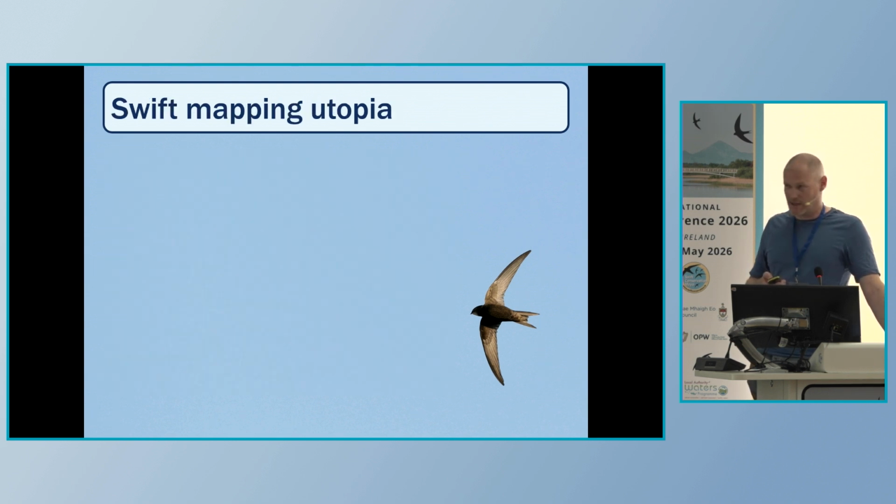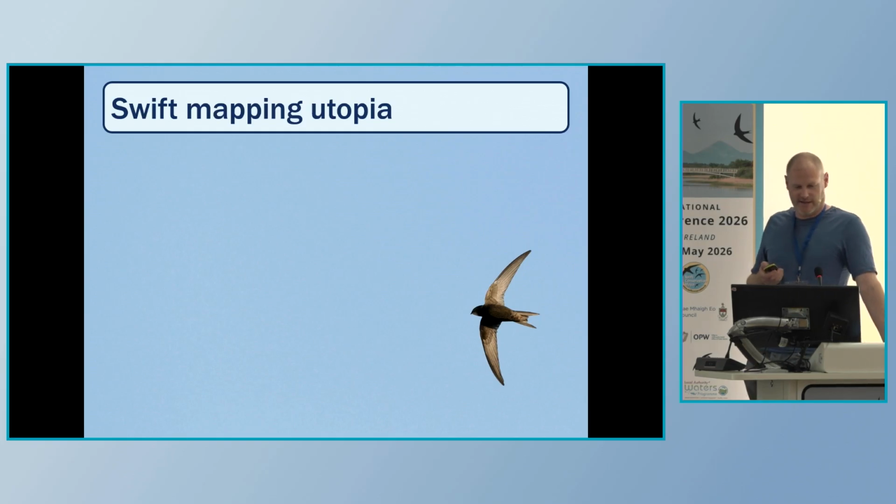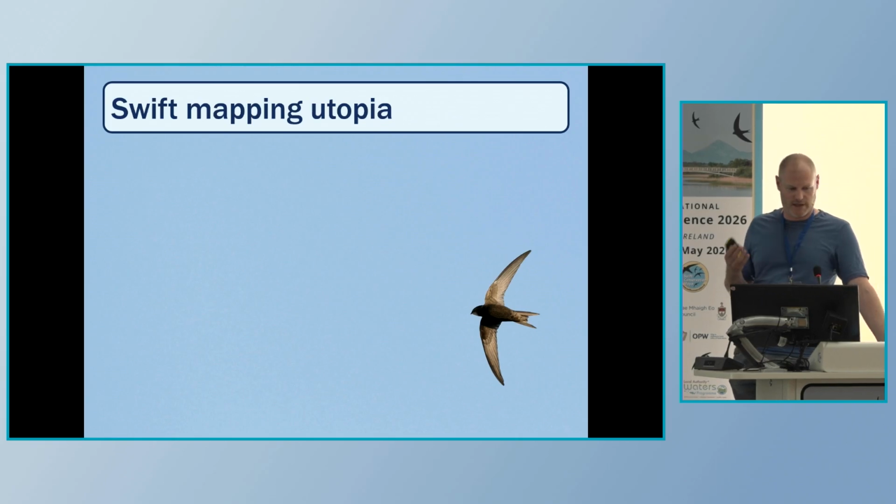So coming to my last slide, I put some random ideas on what Swift mapping can look like in the future. These are mostly applications or methods which are used for other bird species or other applications that might be suitable for Swift mapping as well.